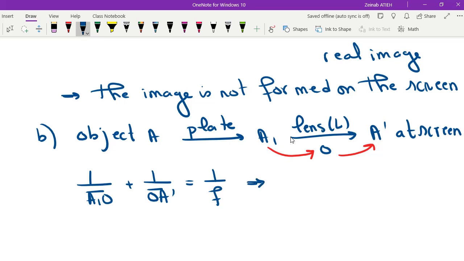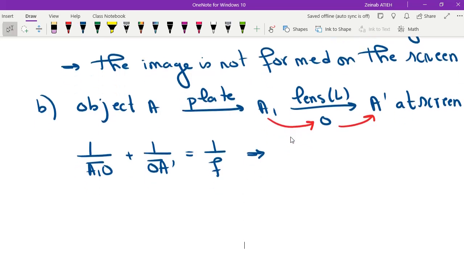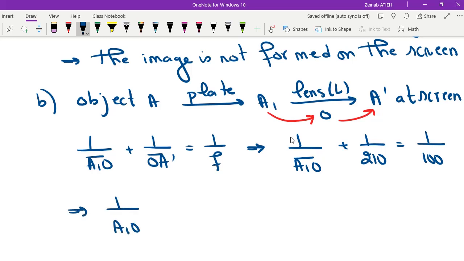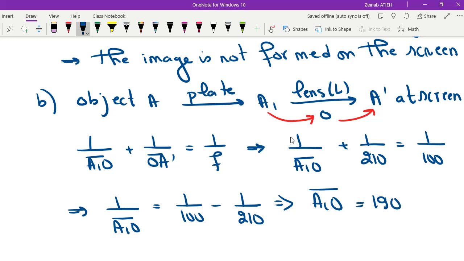Don't forget, we don't know where A1 is, but we know OA prime. This implies 1 over A1O plus 1 over 210 equals 1 over 100. This implies 1 over A1O equals 1 over 100 minus 1 over 210. This will give us A1O equals 190.9 centimeters.